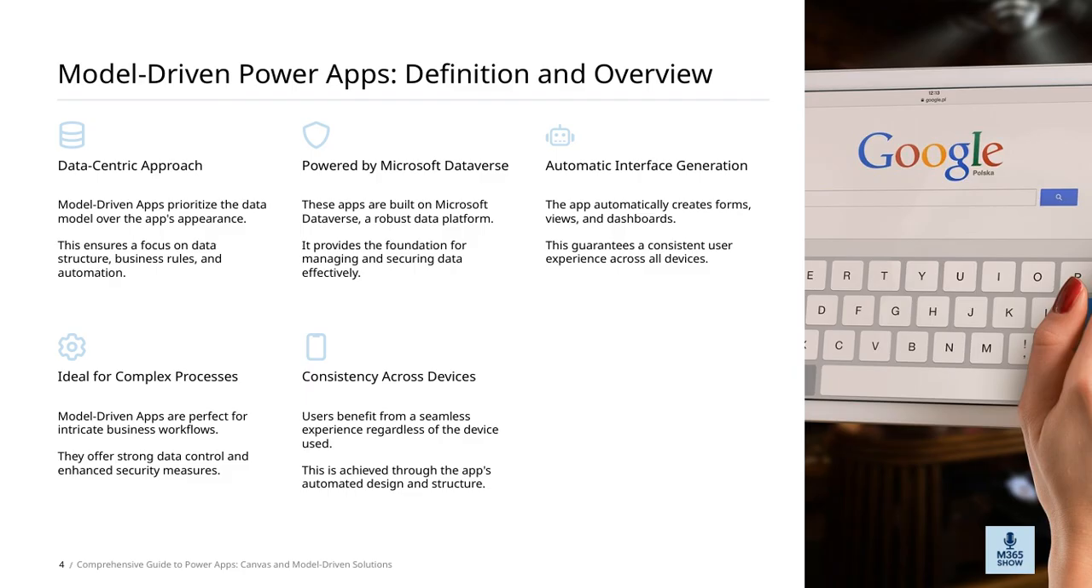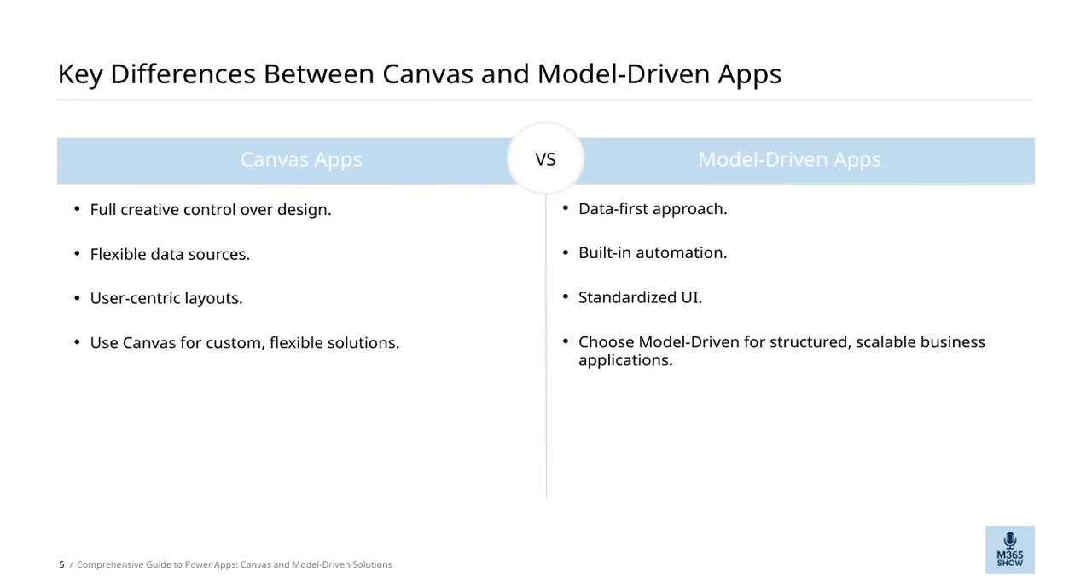All in all, model-driven Power Apps are a robust solution for building complex, data-centric applications that require consistency, security, and efficient data management. Let's take a closer look at the key differences between Canvas and model-driven apps. As we explore these, keep in mind that both are powerful tools within Power Apps, but they serve different needs and scenarios. Starting with model-driven apps, one of their core strengths is their data-first approach.